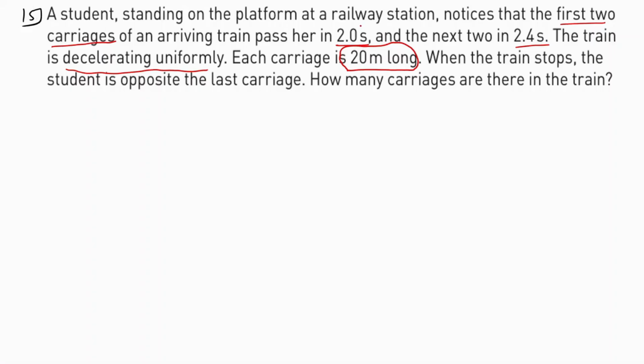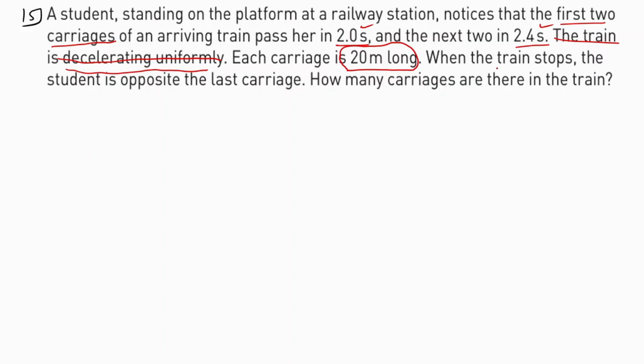Here you can see the difference between the passing times. Here it is 2 seconds and the next two take 2.4 seconds, but the carriages have the same length. So from this difference, we can easily say that the train is decelerating. Even if they had not told us, by observing these values we can easily say the train is decelerating, because the next two carriages take more time to pass her than before.